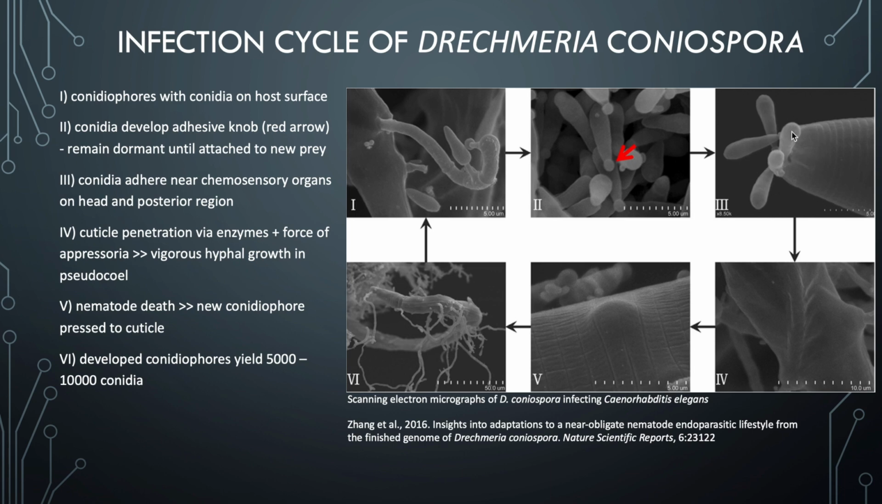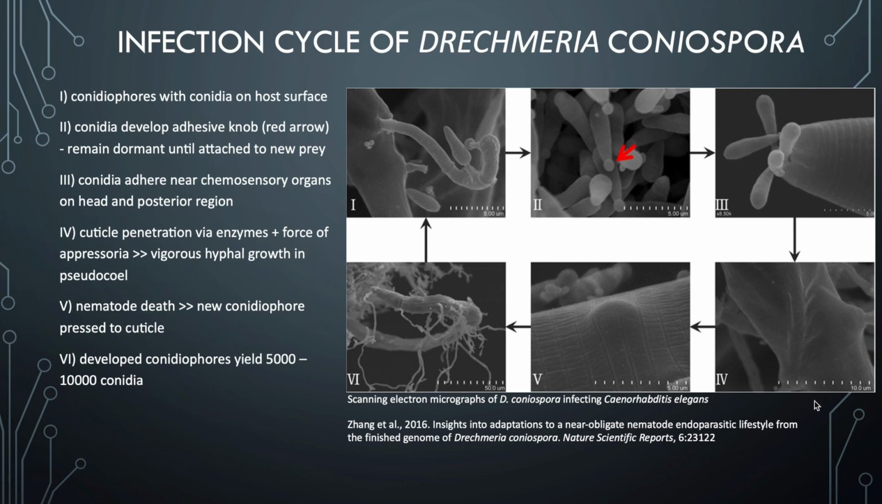So this is the region where the nematode senses its environment. So it becomes really compromised by having these conidia sticking out of its head. And then there's a chemical interaction that goes on between the nematode and the conidia, and this allows a penetration of the cuticle through enzymes and the force of the appressoria.